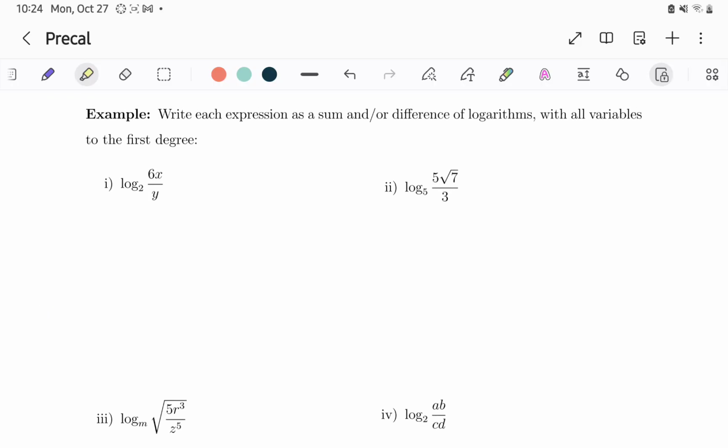All right, now in the next examples, we're pretty much going to do the same thing that we just did, except in reverse. So now we're going to take some expression involving a logarithm and try to write it as a sum or difference of logarithms with all variables raised to the first power. Okay, so for our first example, we're given log base 2 of 6x divided by y.